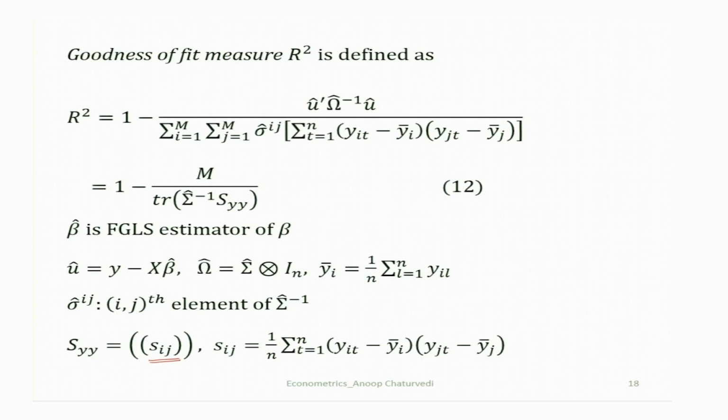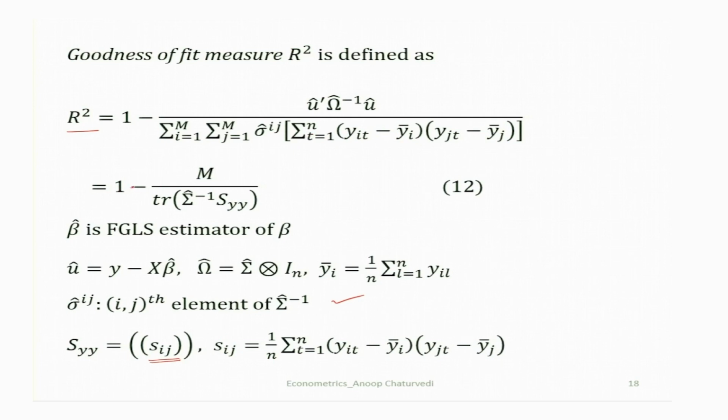Then again I am not going into the details of this expression, but R square is defined as 1 minus, in the numerator actually we take the residual sum of square, in the denominator we take the total sum of square. So, we have u hat transpose omega hat inverse u hat divided by summation i equal to 1 to m summation j equal to 1 to m sigma hat superscript i j, which we have defined here as the i jth element of sigma hat inverse, and then we have summation t equal to 1 to n of y i t minus y bar i times y j t minus y bar j, and this summation is actually equal to n times S i j.